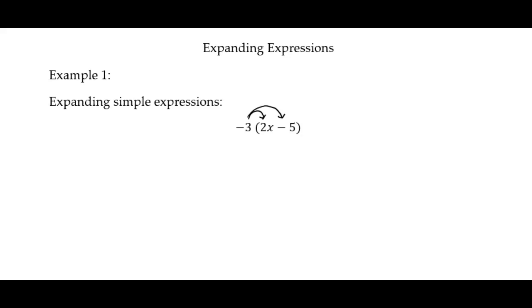The first thing I'm going to do is multiply minus 3 by 2x, so that's going to give me a minus 6x. And then we are multiplying our minus 3 by a negative 5. So those are the two operations we're doing: minus 3 times 2x giving us minus 6x, and minus 3 times minus 5 giving us a positive 15. So the expression in expanded form is equal to minus 6x plus 15, so nice and easy start.